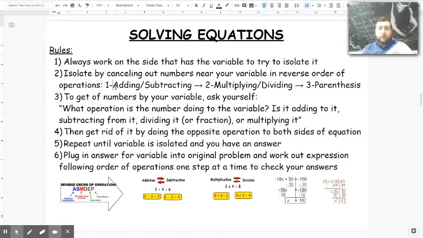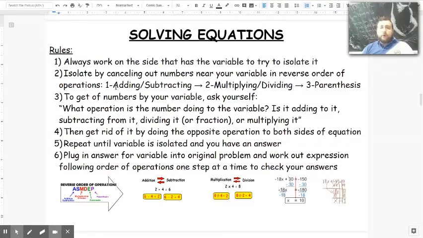Now, to get rid of numbers, first ask yourself, what is the operation that the number is doing to my variable? Is it adding to it, subtracting from it, dividing it, or multiplying it? And do remember that if you see a fraction, that's the same thing as dividing it. Then you get rid of that number by doing the opposite operation to both sides of the equation. Important to do it to both sides so that the truth of the equation is the same and the equation remains balanced. As long as you do it to both sides, nothing changes.